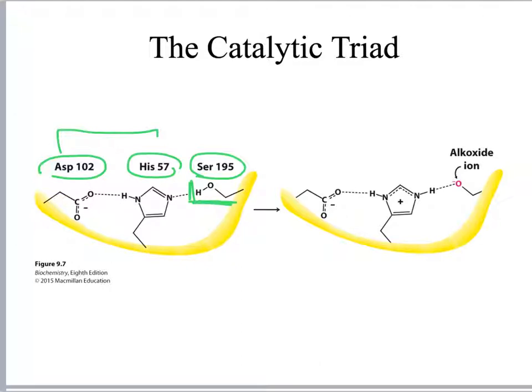The negatively charged side chain of aspartate will interact with a hydrogen that's on this histidine residue here. And this positions the histidine in a proper place for the other nitrogen to interact. So it holds this histidine residue in place so that this nitrogen right here can interact with the hydrogen of the serine residue. And when that happens, you're going to form this alkoxide ion.